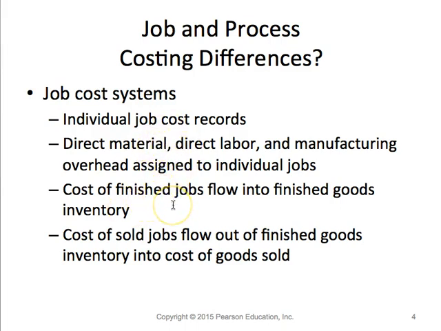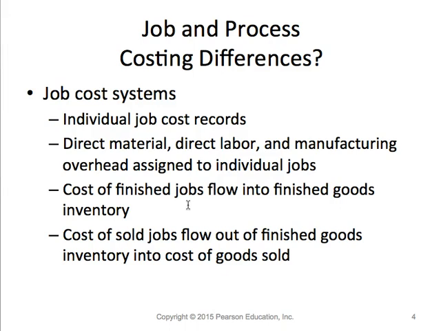Cost of finished goods flow into finished goods inventory because each job we have here is a complete work. So job 101 gets raw material, labor, and manufacturing overhead, and when you're working, it's in work in process, and then you have finished goods. After you finish job 101, 102, whatever number it is, you're going to have the finished goods. Then cost of goods sold, cost of sold jobs.